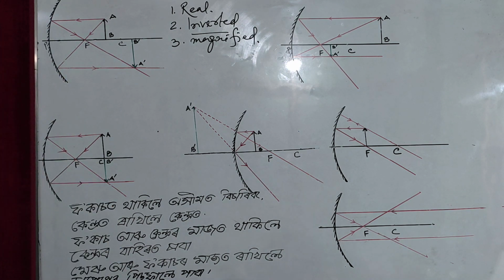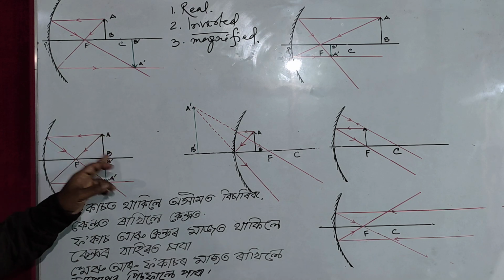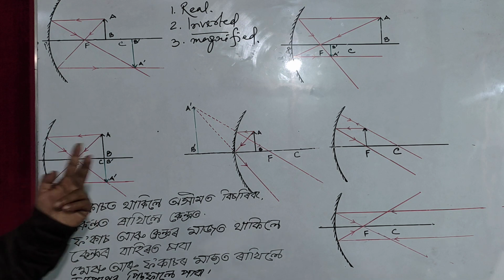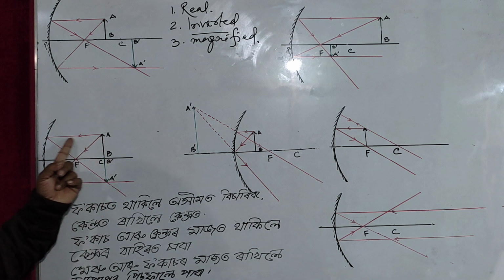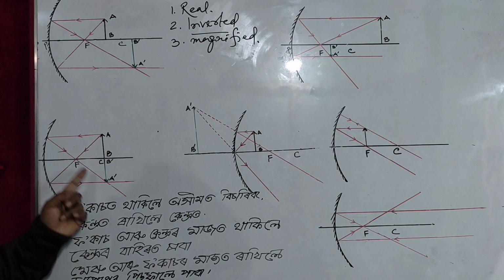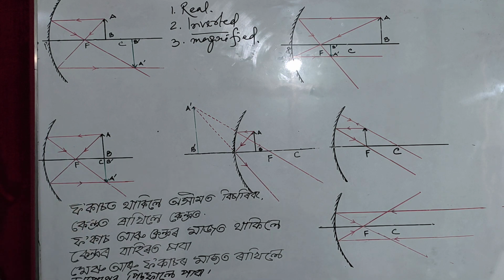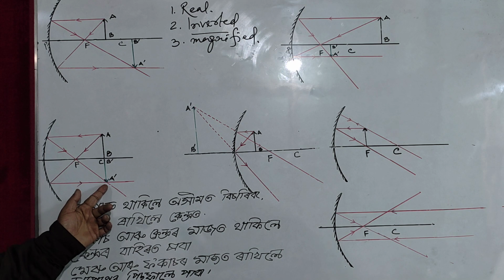Okay. Then, come to another point. Now I am taking the object at the center of curvature. Now AB is the object. And here also I am taking two rays from point A. One ray parallel to the principal axis, and definitely it will pass through the focus. And another ray I am taking through the focus. So it becomes parallel to the principal axis after reflection. And these two rays meet at this point. Is it clear?